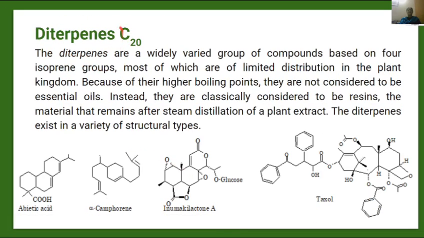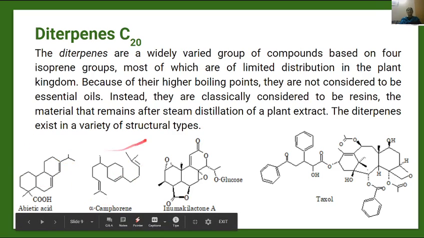Another class is diterpenes, which are C20 moieties. They are a widely varied group of compounds based on 4 isoprene units. Most of them have limited distribution in the plant because of their high boiling points. They are not considered essential oils, because essential oils, the volatile oils, are always low boiling liquids. Instead they are classically considered resins, the material that remains after steam distillation of a plant extract. Diterpenes exist in a variety of structural types: abietic acid, taxol, which is obtained from the yew plant and is a potent anti-cancer agent, and others.